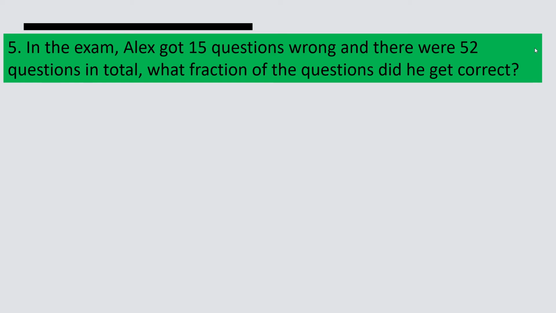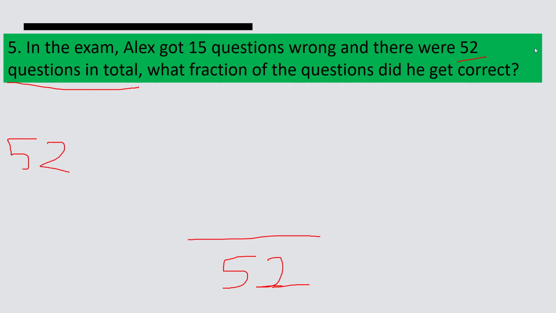This is question 5, and the question is, in the exam, Alex got 15 questions wrong, and there were 52 questions in total. What fraction of the questions did he get right? So we can tell that there were 52 questions in total. So we already know that that's our denominator. So that's how many there were in total. And Alex got 15 questions wrong. So the total minus the questions wrong will equal 37, which are correct.